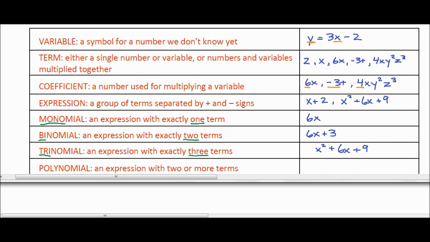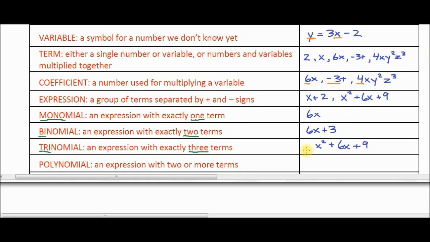We're almost done. Now we get to this word polynomial. And poly means many. Or you can even think of it as more than one. Poly, more than one. So a polynomial is just an expression with 2 or more terms. That means every binomial is a polynomial. Every trinomial is a polynomial. And polynomials can have 2, 3, 4, 5, 6, 100 terms, as many as you want. It just can't have one. So polynomial, 2 or more terms.